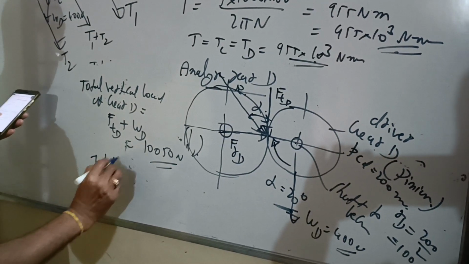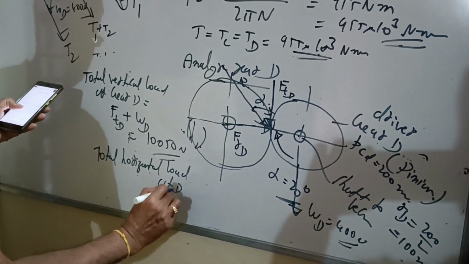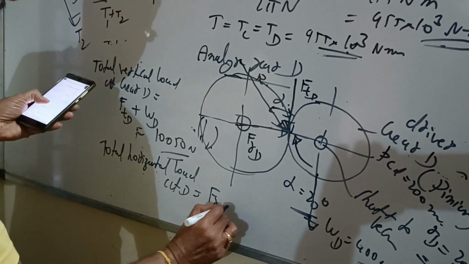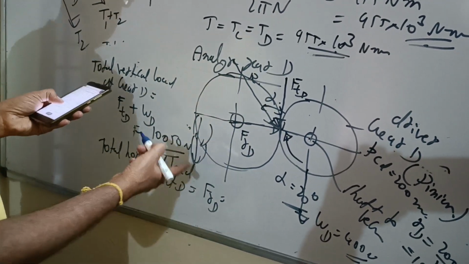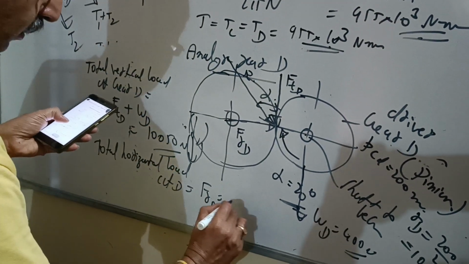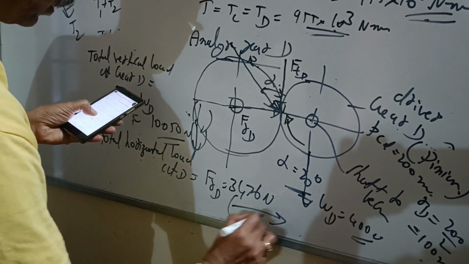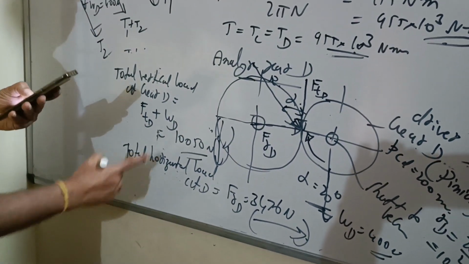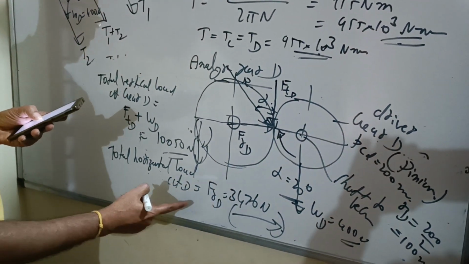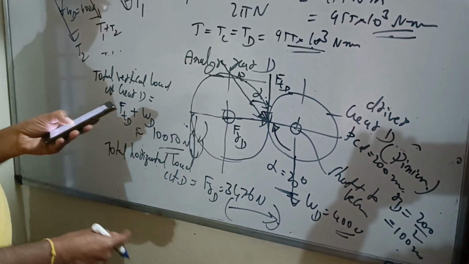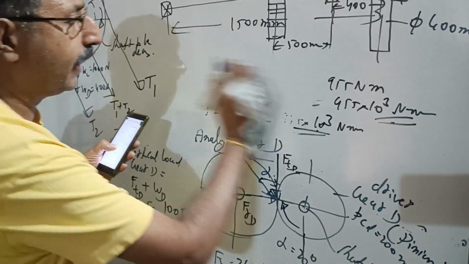Similarly, the total horizontal load at D is equal to FRD. That is FRD only. This is downward. Please, you have to show the direction. Very important, because when I draw the loading diagram, you must know the direction there. So FRD is acting, and how much is that FRD? 3,476 Newton, which we already know, acting towards the right. So we know now the total vertical load at gear D is 10,050 Newton, downward. The total horizontal load at gear D is FRD, 3,476 Newton. Okay, now let us draw the loading diagram.